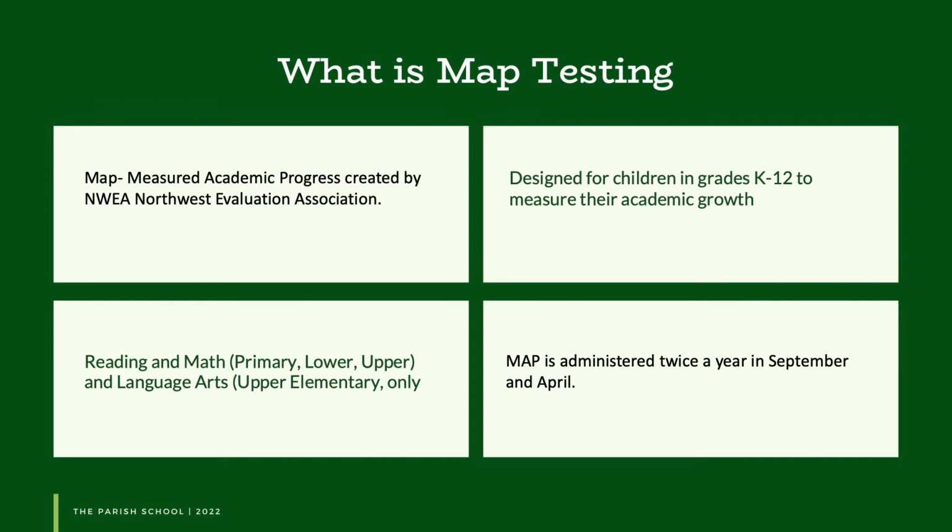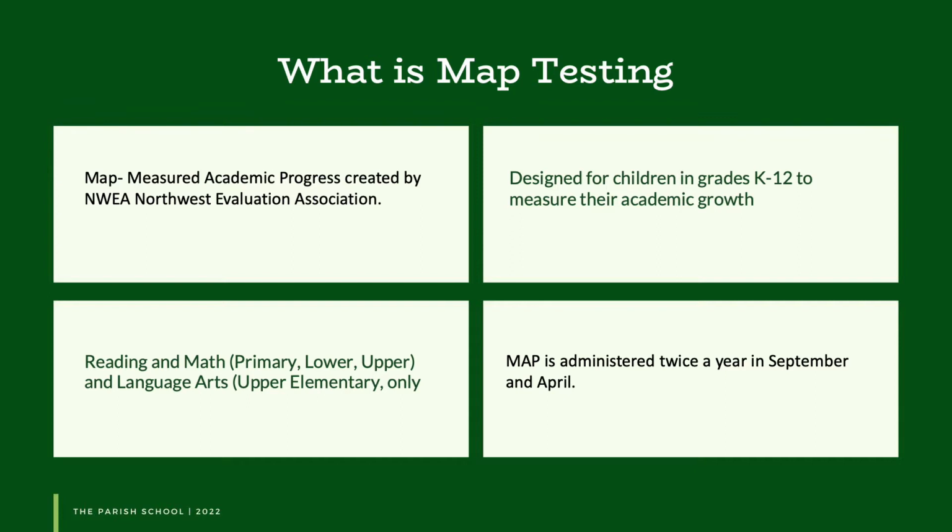Someone could be looking at a different question 2, and someone else's question 2 could be completely different. It's very individualized. We do it twice a year: in September and in April. We do that to measure growth, because MAP is really about the students' progress throughout the year. We start in September, and then we do it in April to see their growth in the year.